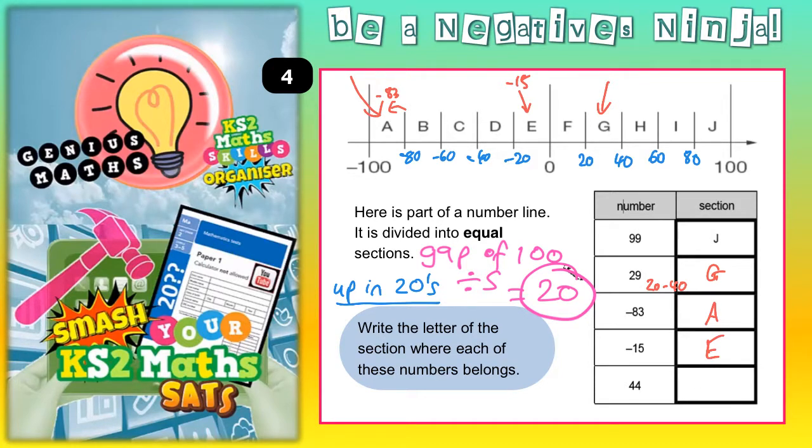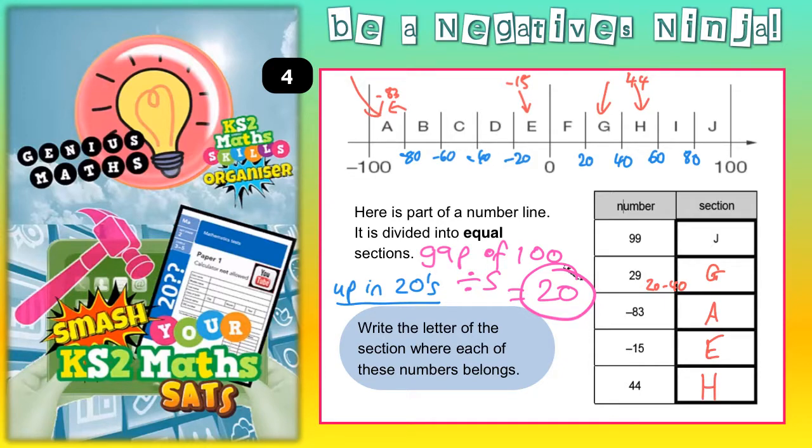And 44, well, if you go above 0 to 20, then to 40, that's not quite far enough, so you need to go to 44. So that's going to put us somewhere inside section H. And there's the last one, section H.